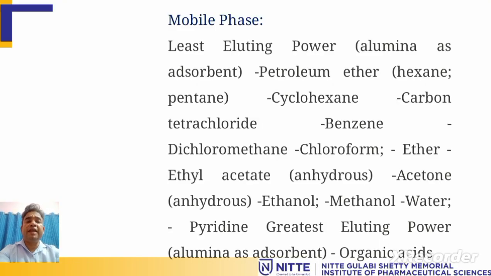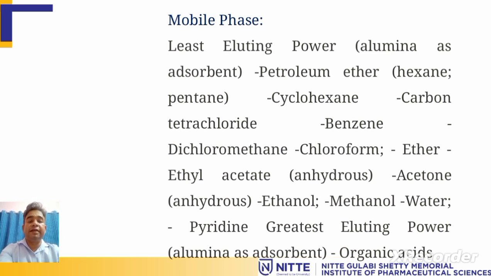The different types of mobile phase used for eluting out the substance, when alumina is the adsorbent, could be petroleum ether, cyclohexane, carbon tetrachloride, benzene, dichloromethane, chloroform, ether, ethyl acetate, acetone, ethanol, methanol, water, pyridine, with the greatest eluting power at the end. These are organic solvents. Make sure that a solvent is not used individually; it can be used in a mixture.